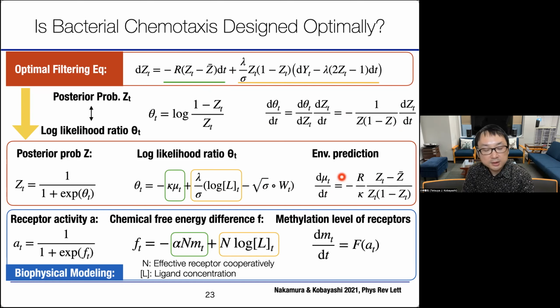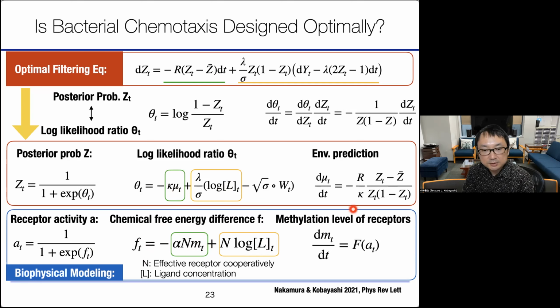Okay, then after this variable transformation, it should be easy to see that the optimal equation corresponds to the biophysical model. So the posterior probability can be associated to the receptor activity A, and log likelihood can be associated to the free energy difference F. So here we have ligand concentration, and mu can be associated with the methylation level.